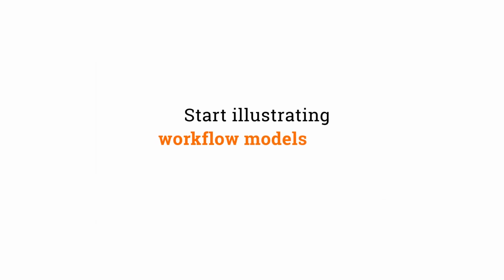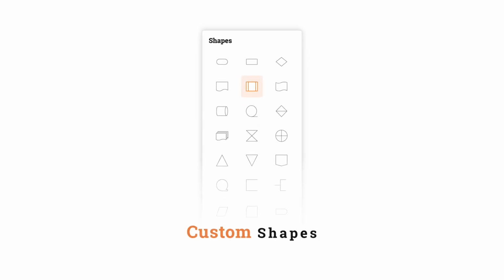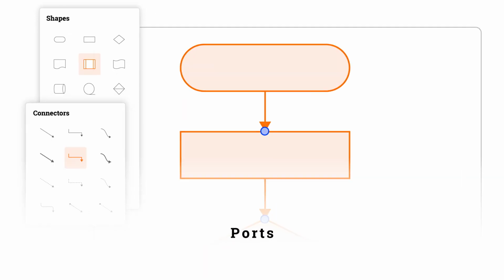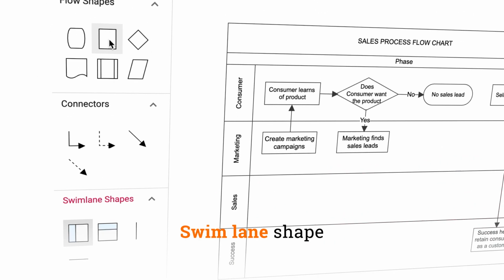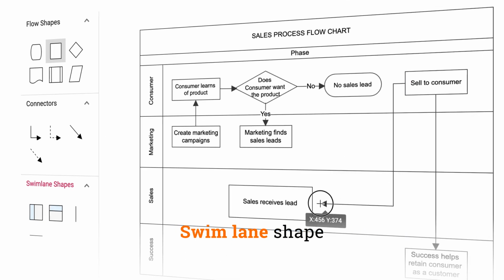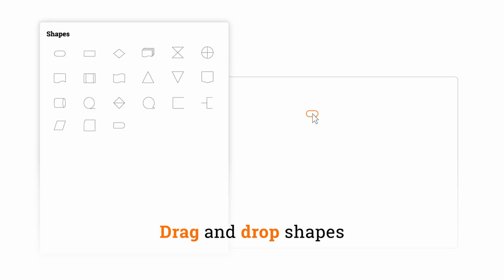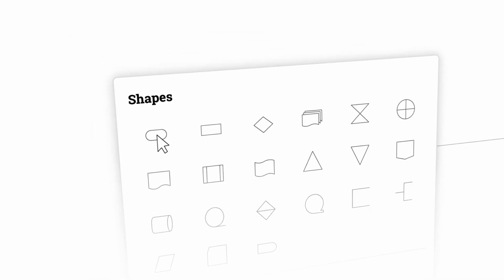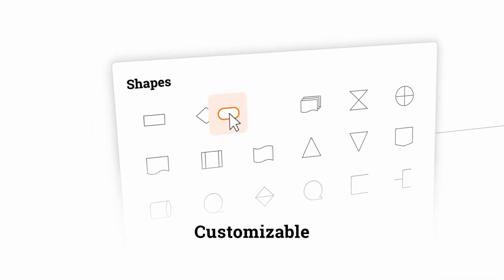Start illustrating workflow models and business procedures using predefined custom shapes, nodes, connectors, and ports. Swimlane shapes help to visualize different teams' work activities. Easily drag and drop shapes, symbols, and nodes from the symbol palette. The items in the symbol palette are also customizable.